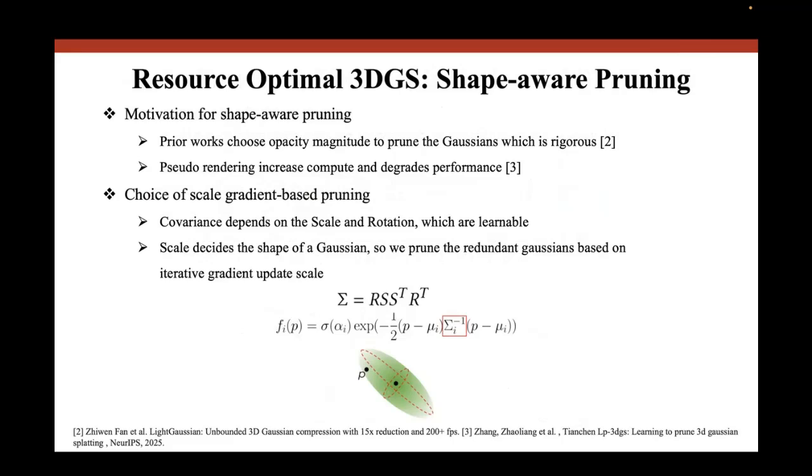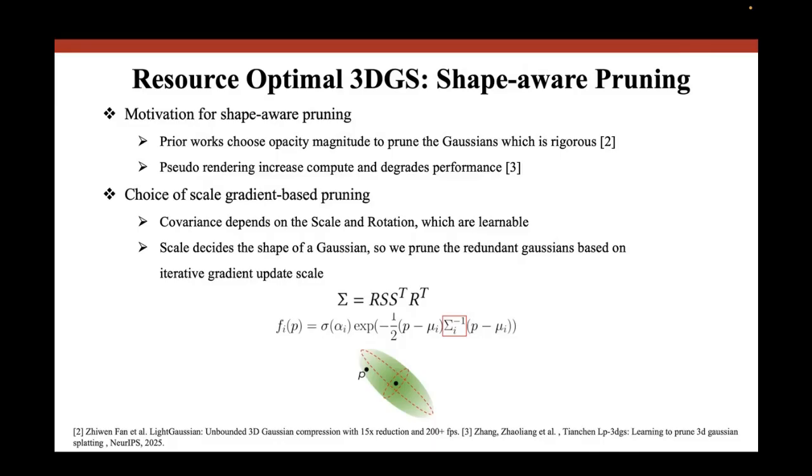For the second motivation, which is resource optimal 3D Gaussian splatting based on shape-aware pruning, we consider the shape of the Gaussian as a pruning parameter. We got this motivation from the challenges of prior works that involve opacity magnitude based pruning, which is rigorous and only considers the size of the Gaussian in terms of its magnitude. The second trend of pruning is pseudo rendering, which involves high compute and also degrades the performance.